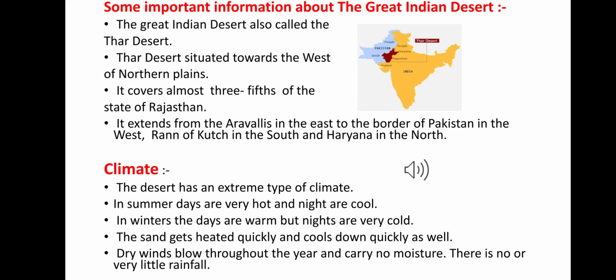Now we will discuss the climate of this Thar Desert. The desert has an extreme type of climate. That means in summer it is very hot in the daytime and the nights are cold, and similarly in winter it is warm in the daytime but very cold at night. And here you see the dry wind blows throughout the year and carries no moisture, so that's why there is no rainfall, or sometimes there is a little rainfall.